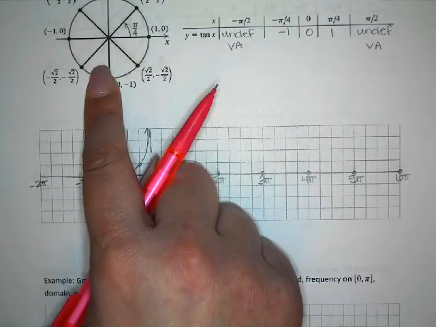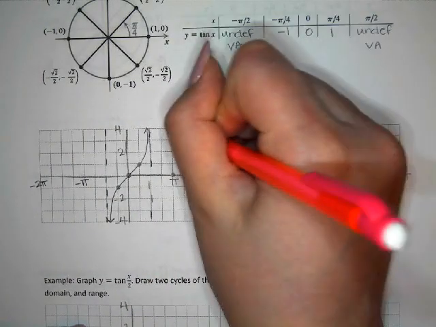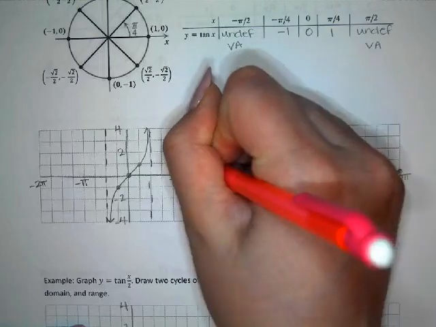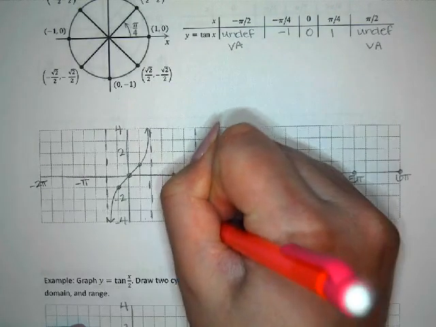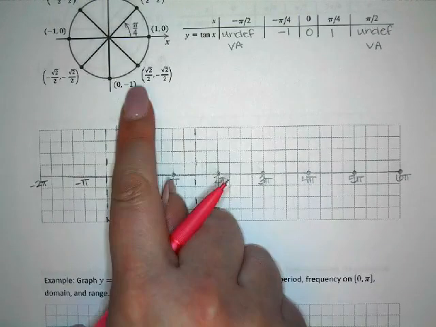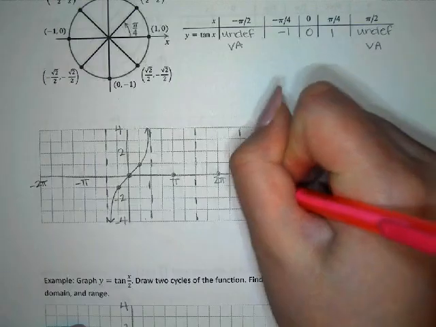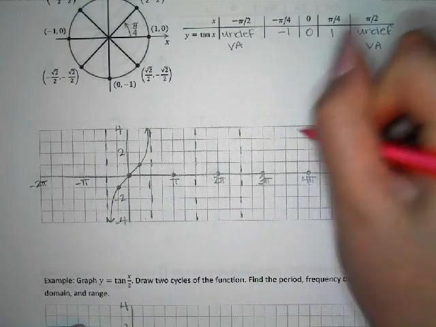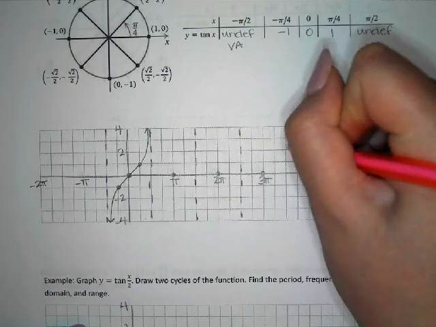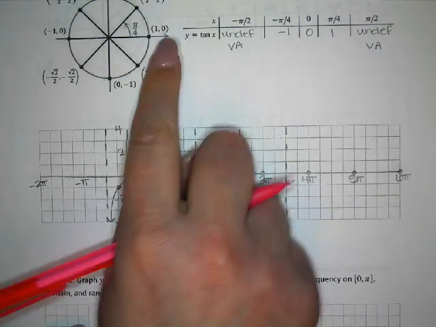So at all the pi halves, we're going to have 1 divided by 0 or negative 1 divided by 0. And so at all the pi halves, we're going to have vertical asymptotes. And then at all of the whole number pi's, that's where we have 0 divided by 1 or 0 divided by negative 1. And so that's where all the x-intercepts are.